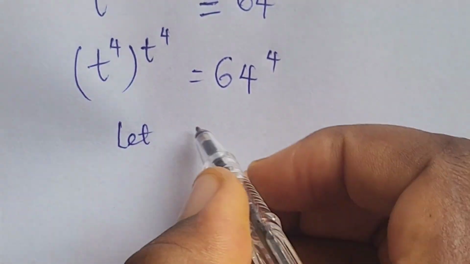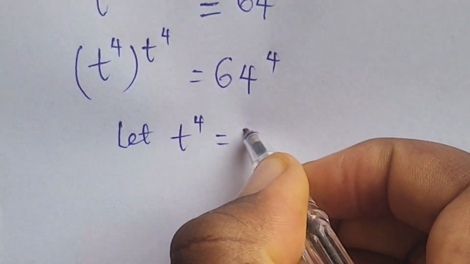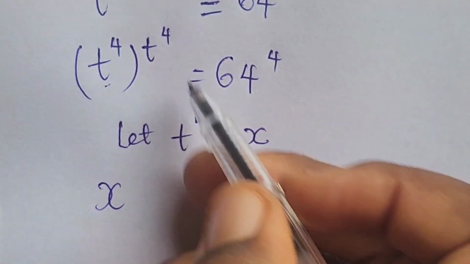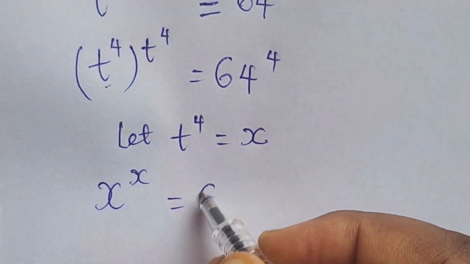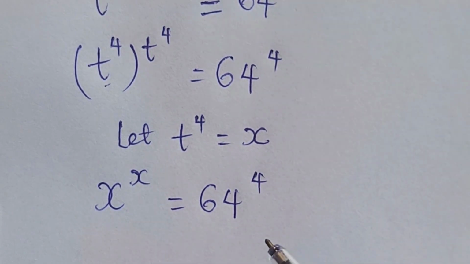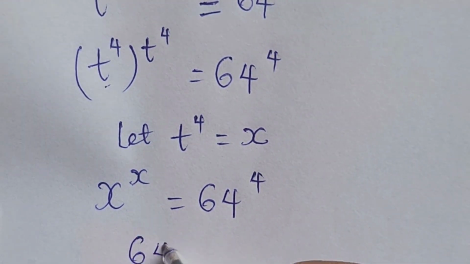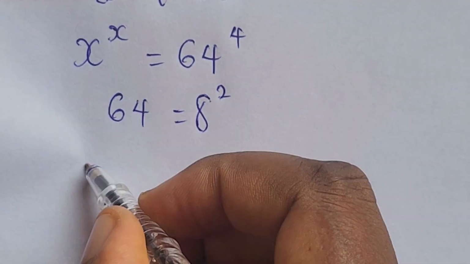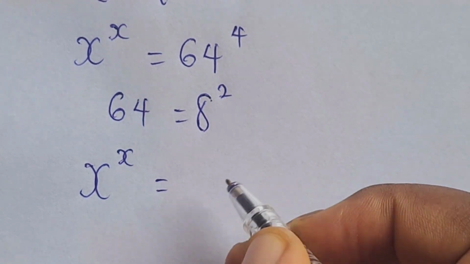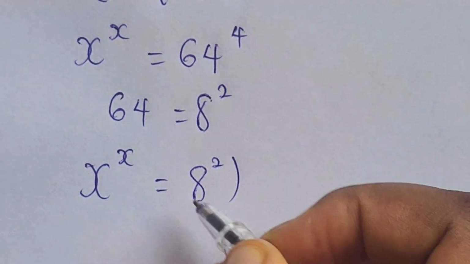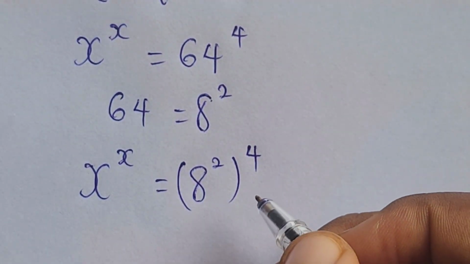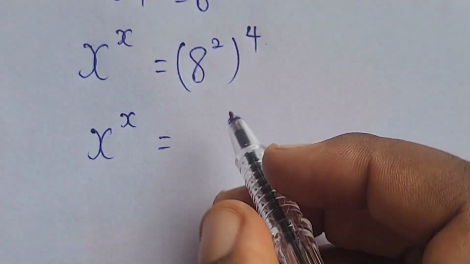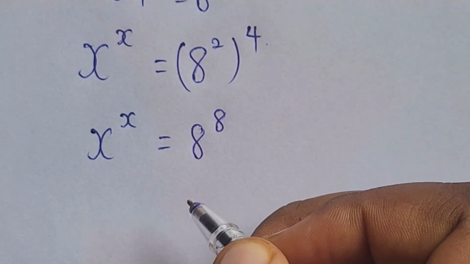So let our t to the power of 4 be equal to x. So this will be x to the power of x, where t to the power of 4 is x, which is equal to 64 to the power of 4. Our 64 is the same as 8 to the power of 2. We have x to the power of x is equal to 8 to the power of 2 further raised to the power of 4. Multiplying the powers here, we have x to the power of x is equal to 8 to the power of 8.